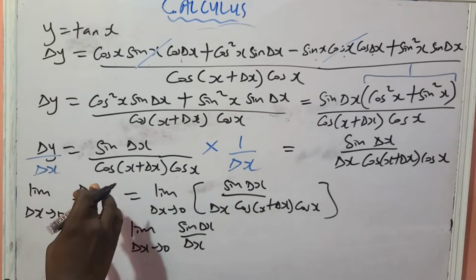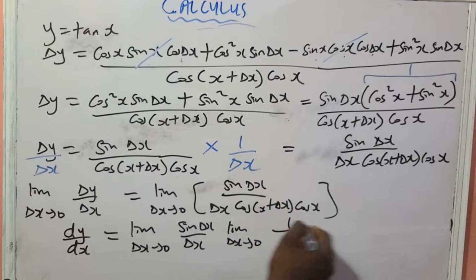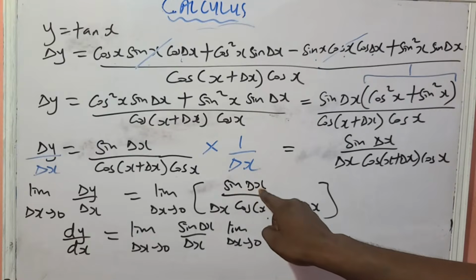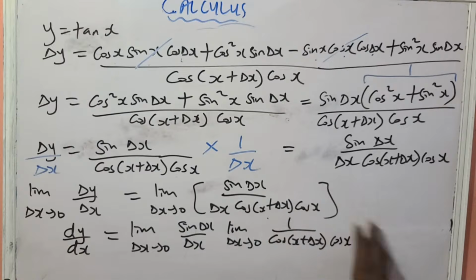So I've extracted this. These are some of the properties of limits, so it's permitted. This other part will be left with 1 over cos(x + change in x) cos x. If you can see what just happened, I split the whole expression. I brought sine change in x over change in x to one side, and I'm left with 1 over cos(x + change in x) cos x on the other side, and I'm taking the limit of both. So you have not done anything wrong. We are still on the right path.